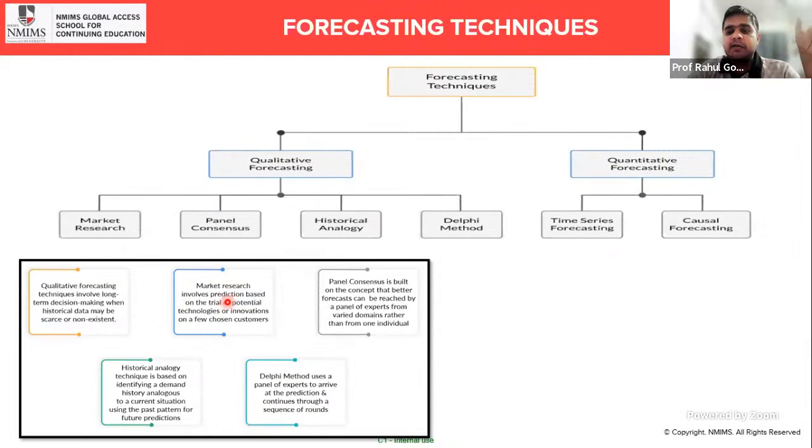So market research, first of all, will be designed for a targeted consumer segment. And then a few estimates would be generated. Market research involves prediction based on the trial of potential technologies or innovations on a few chosen customers, and these chosen customers' responses are then projected onto a wider base to get that estimate, right?